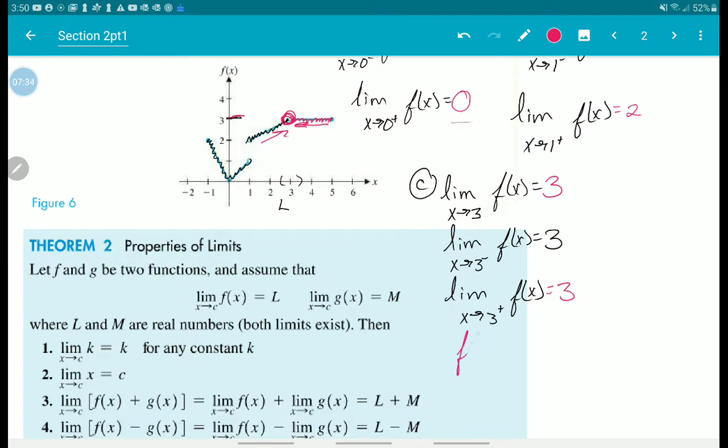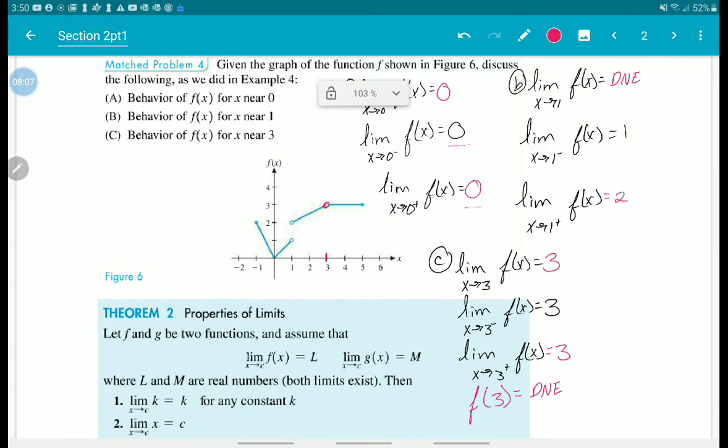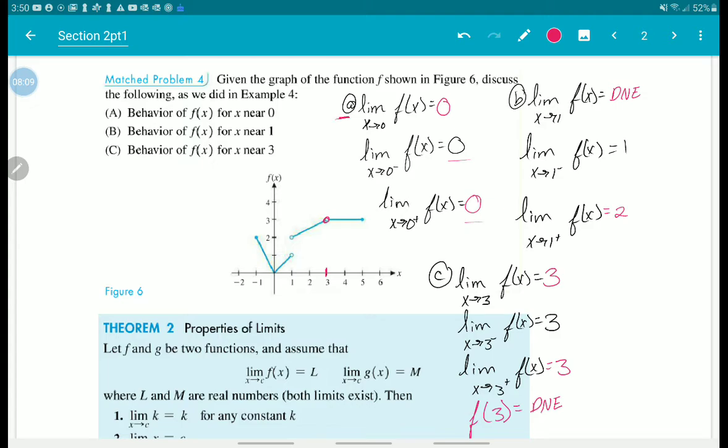Now we could also talk about what is the value of the function at 3. And if you notice on this graph, we have an open circle here, which means in this case, f of 3 is not defined. So I'm going to say it does not exist because there's not a solid circle anywhere at 3. So notice in this case, even though that function is not defined at 3, the limit still exists at 3.